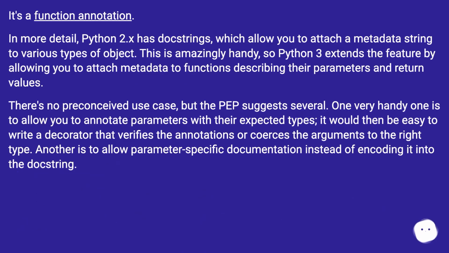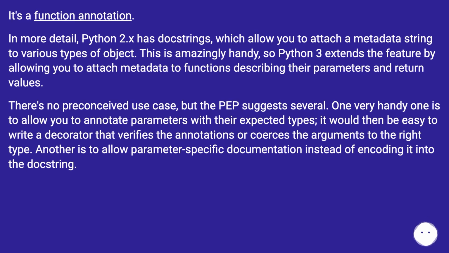It's a function annotation. In more detail, Python 2.x has docstrings, which allow you to attach a metadata string to various types of object. This is amazingly handy, so Python 3 extends the feature by allowing you to attach metadata to functions describing their parameters and return values. There's no preconceived use case, but the PEP suggests several.